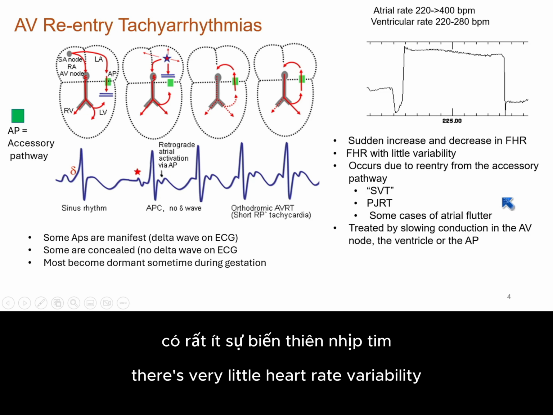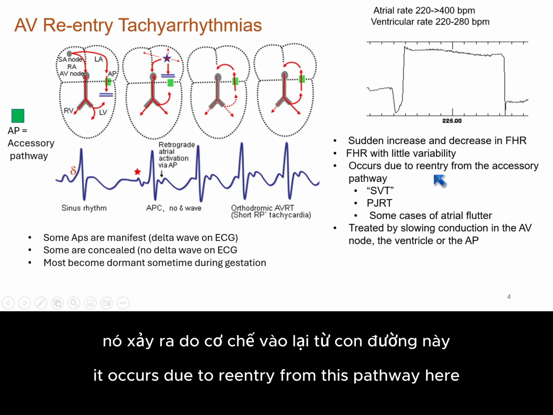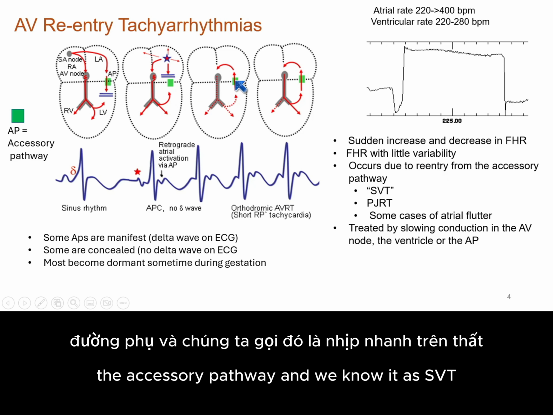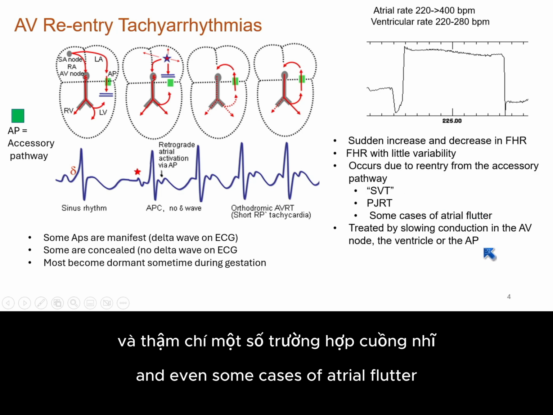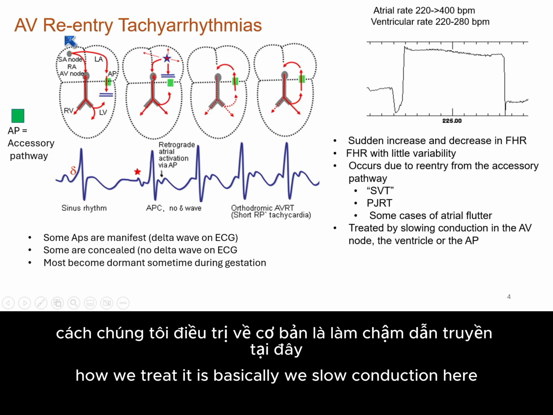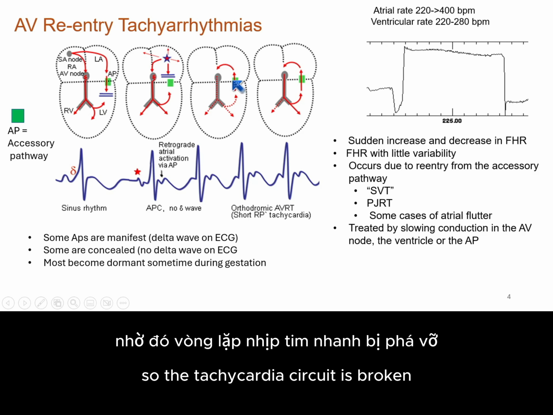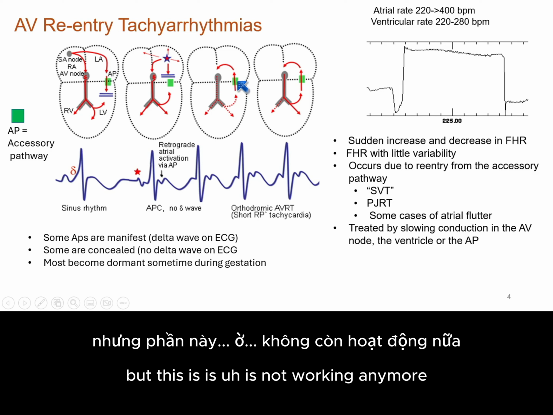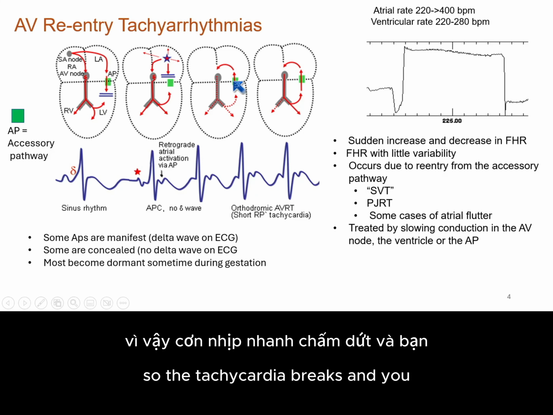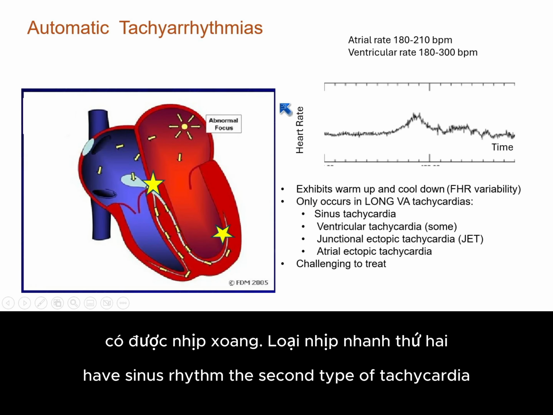There's very little heart rate variability. It occurs due to reentry from this pathway here, the accessory pathway, and we know it as SVT, some cases of PJRT, and even some cases of atrial flutter. How we treat it is basically we slow conduction here, so the tachycardia circuit is broken. So the tachycardia comes around and it comes back up, but this is not working anymore, so the tachycardia breaks and you have sinus rhythm.